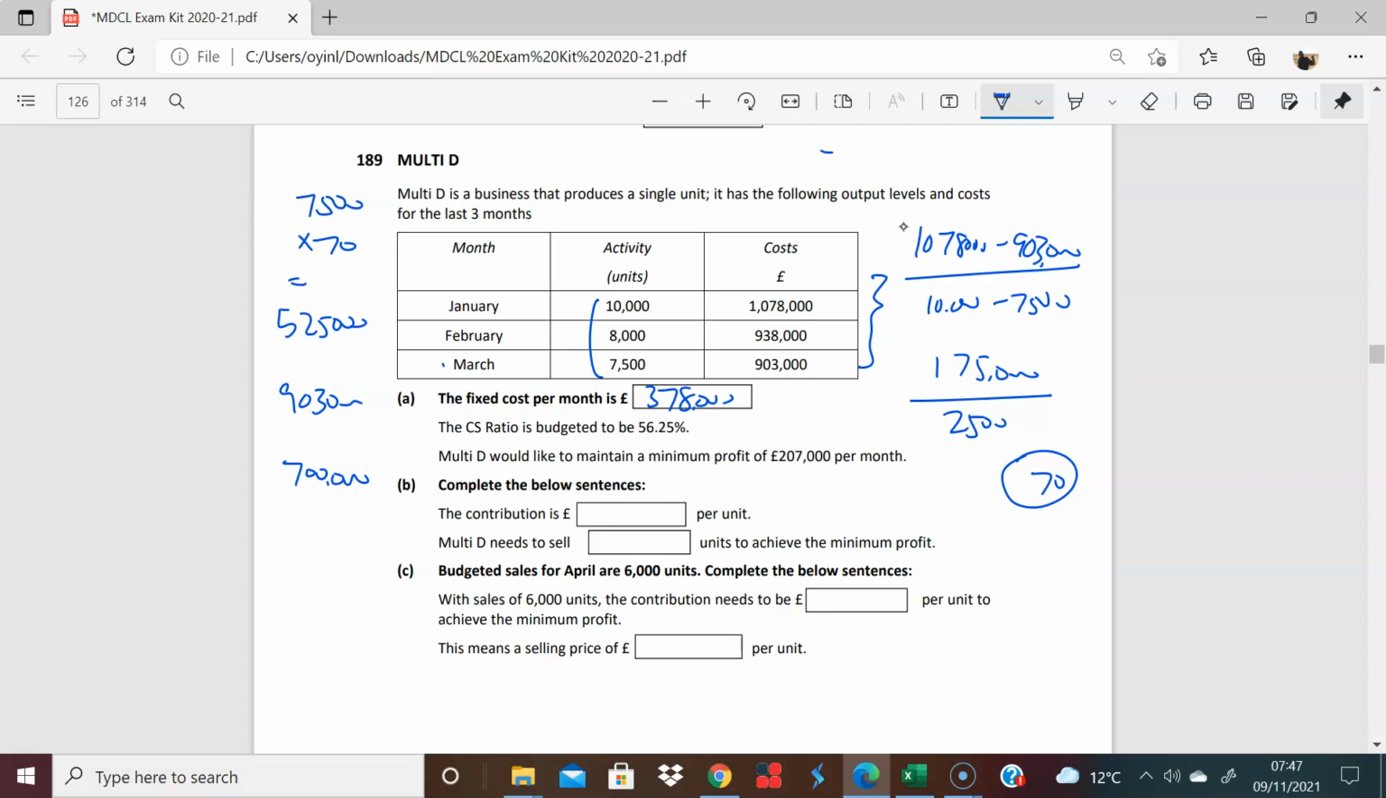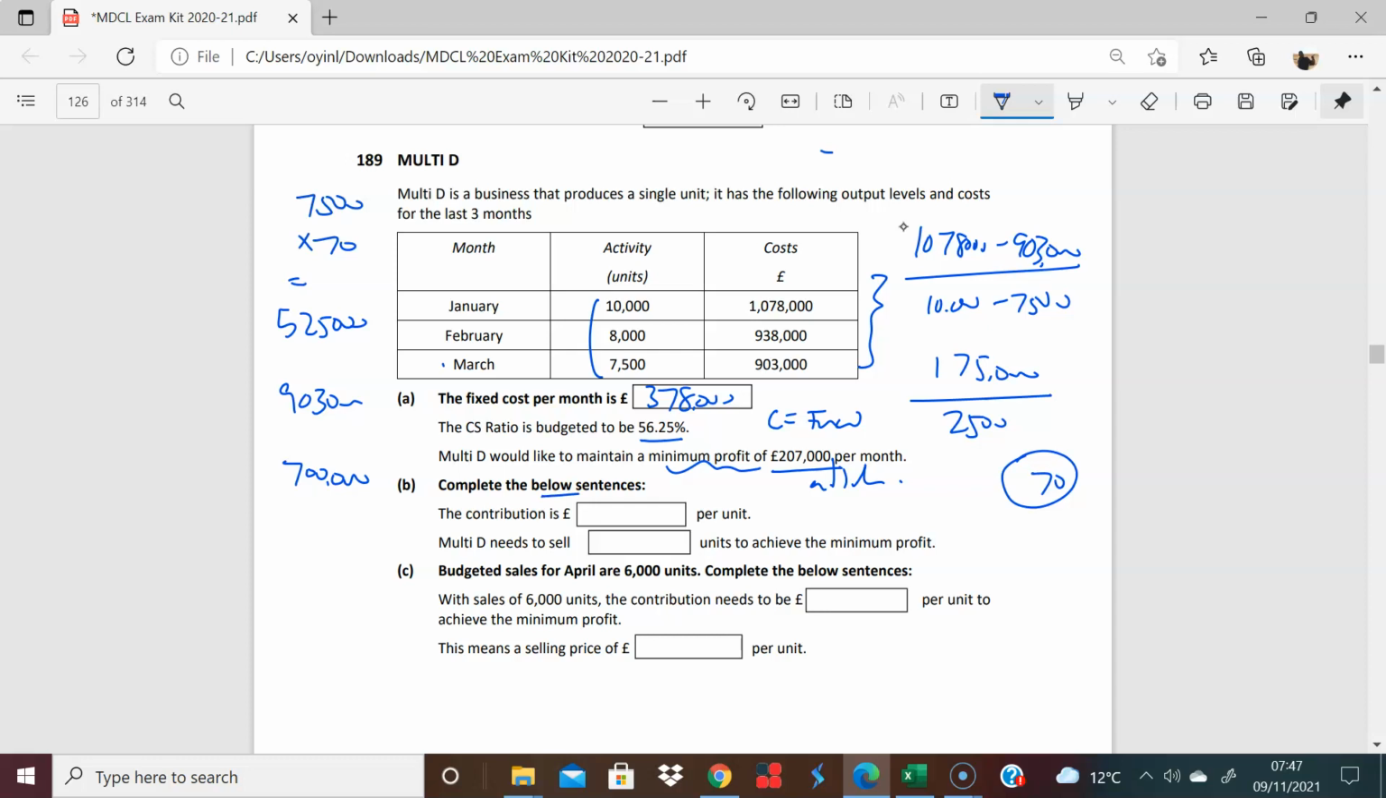So this is my fixed cost for the year, and at break even, I think it's so important to keep highlighting, at break even, contribution is equal to fixed cost. That's important. So it says the C/S ratio is budgeted to be this, and they wish to maintain a profit of 207,000 per month. So think of this as an additional fixed cost. This is the point. We need to almost consider this as an additional fixed cost, if you think about it. Okay. Anyway, let's complete the sentences.